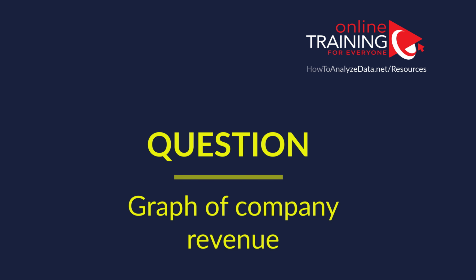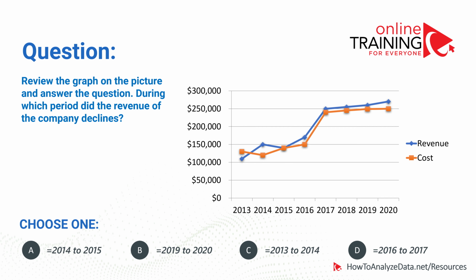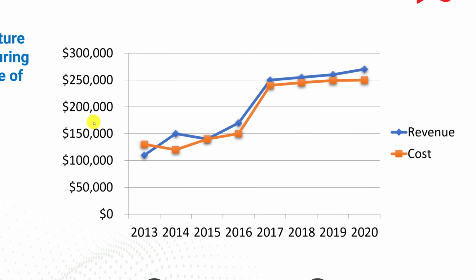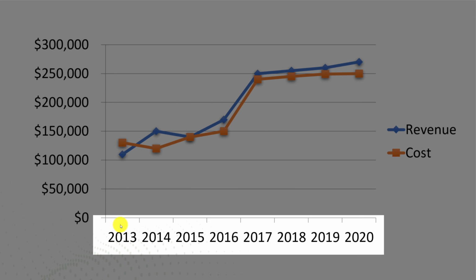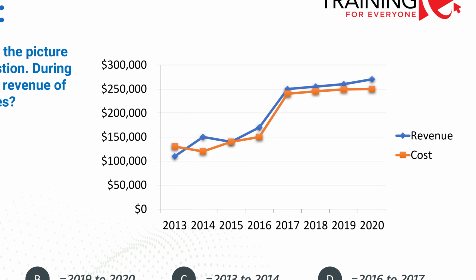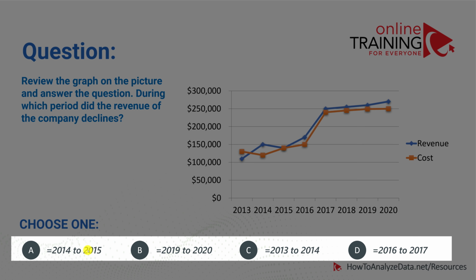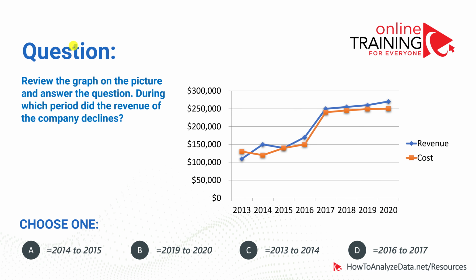Let's look at the question which tests your knowledge of logical reasoning and how well you can apply this knowledge to charts and graphs. Review the graph in the picture and answer the question: during which period did the revenue of the company decline? There is a picture represented here with 2 lines, one blue line that shows revenue and then the orange line which shows the cost. The period is from 2013 to 2020, and you have 4 choices to select from: 2014 to 2015, 2019 to 2020, 2013 to 2014, and 2016 to 2017. Which one do you think is right?